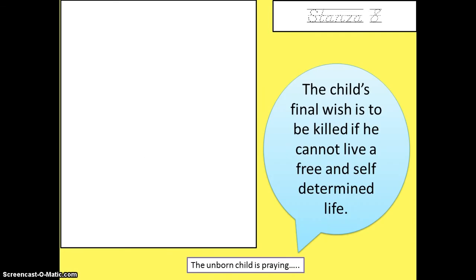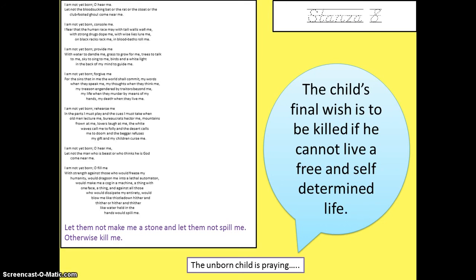In stanza 8, we have the child's final wish, and it's quite dire. It says, "Let them not make me a stone, and let them not spill me, otherwise kill me." So the child wishes to be dead if it cannot live a free and self-determined life.